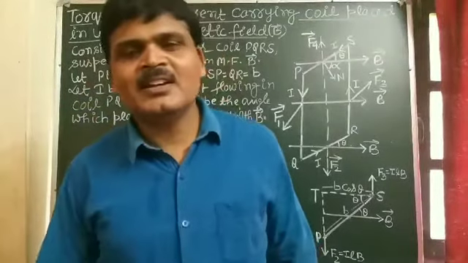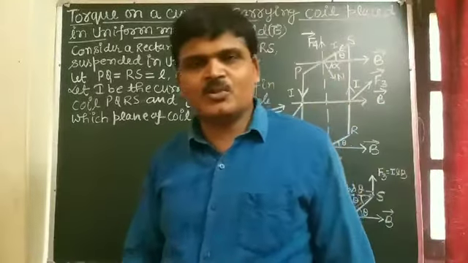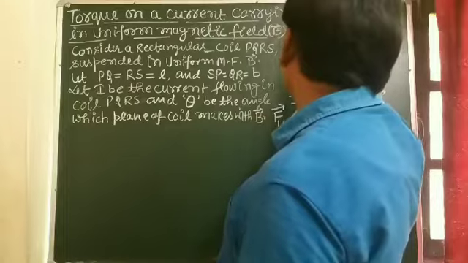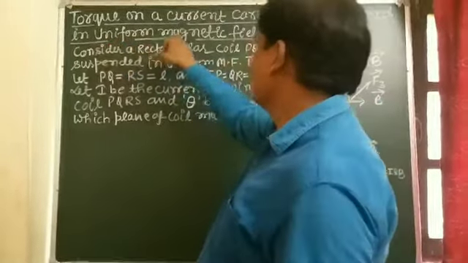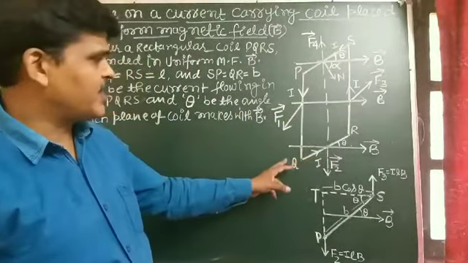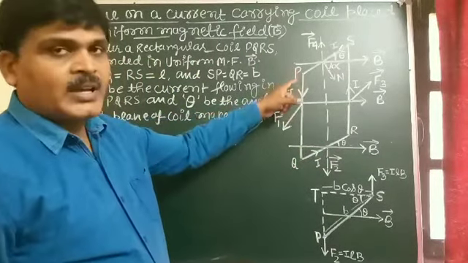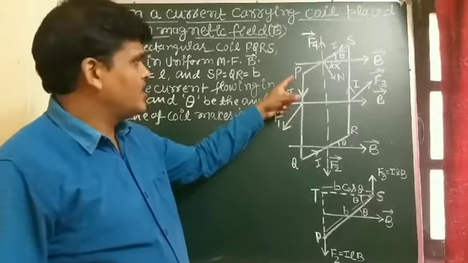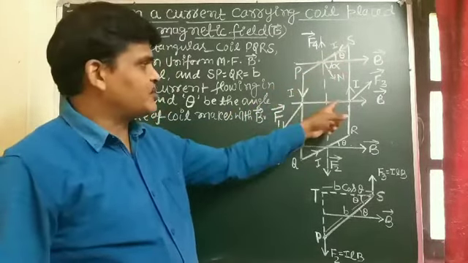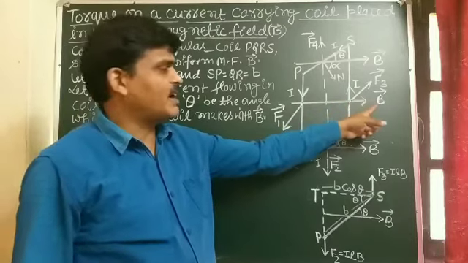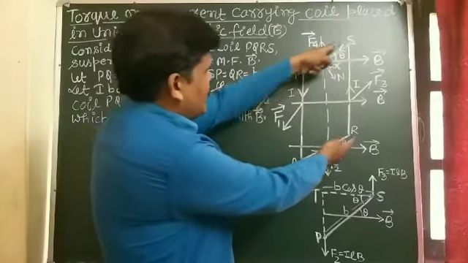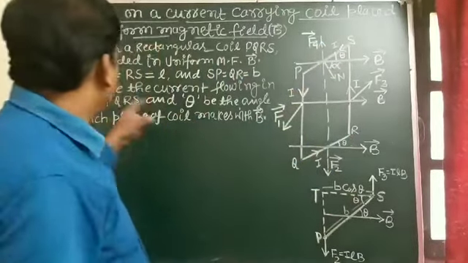Good morning, student. Today I am going to start a new topic, which is torque on a current carrying coil placed in a uniform magnetic field. And student, see the diagram carefully. Here a rectangular coil PQRS is suspended in a uniform magnetic field B.